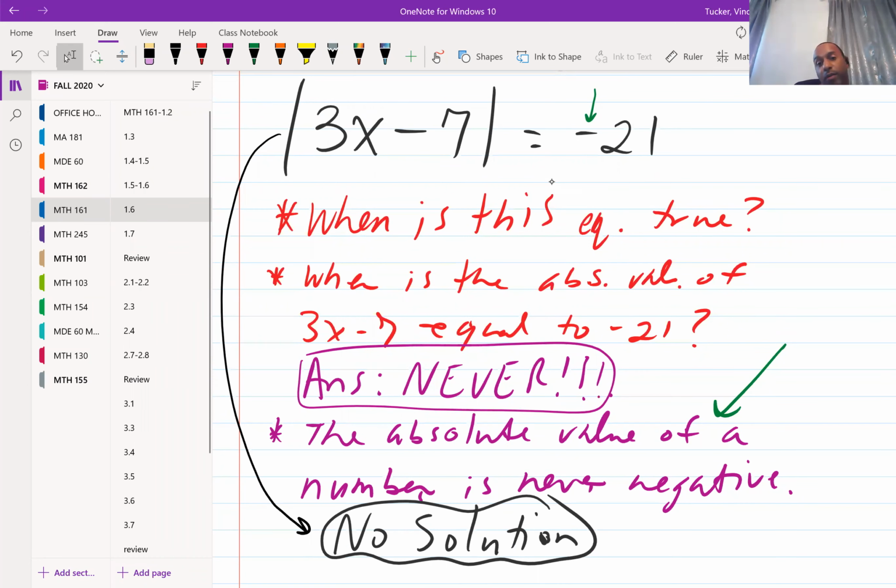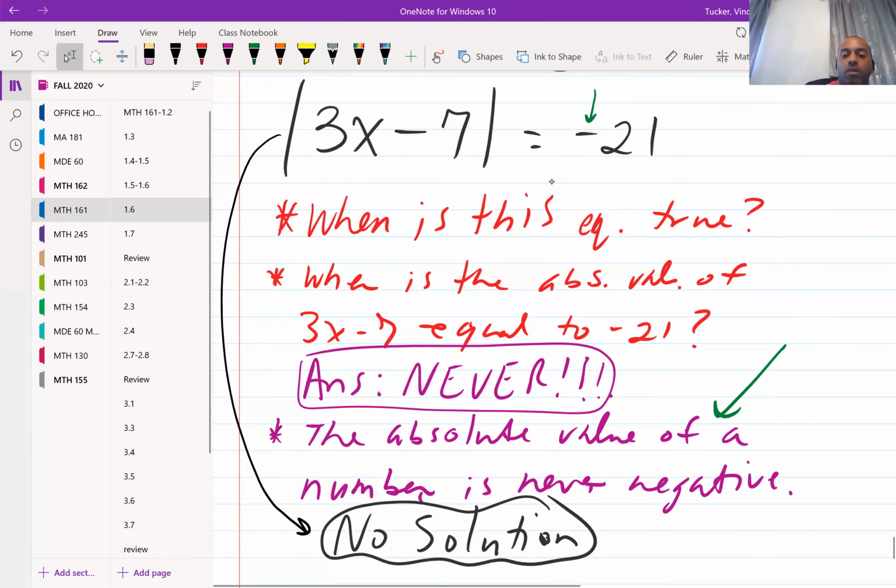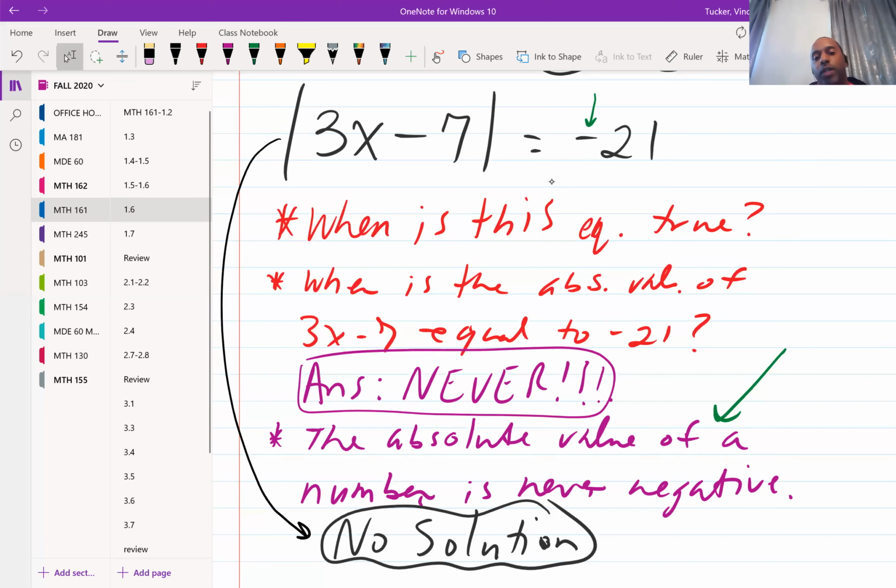All right, so you just have to be careful. If you end up with a negative once you've isolated your absolute value, if you end up with a negative on the other side of your equation, then your answer is no solution. All right, questions.